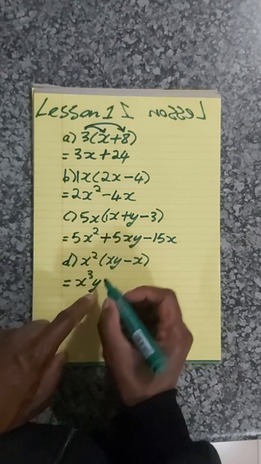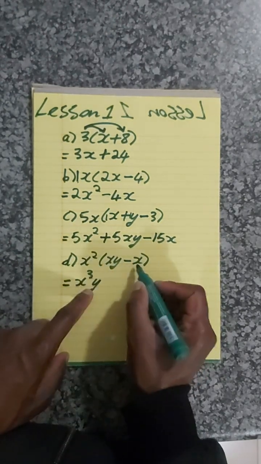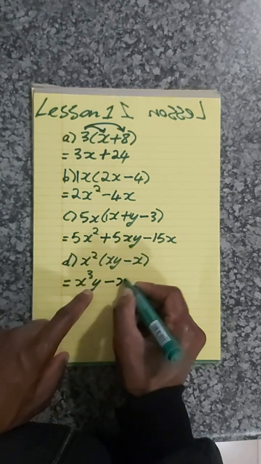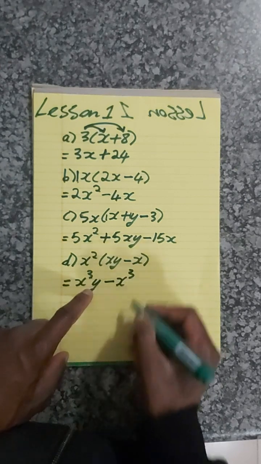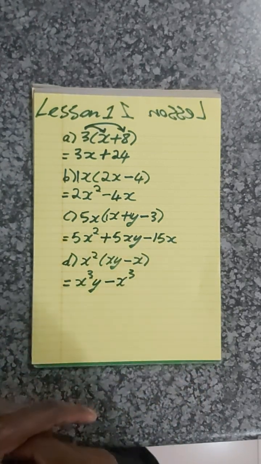Okay, then we move on to this one. We say x squared multiplied by negative x. And what does that give us? It gives us a negative x cubed. And that is our answer.